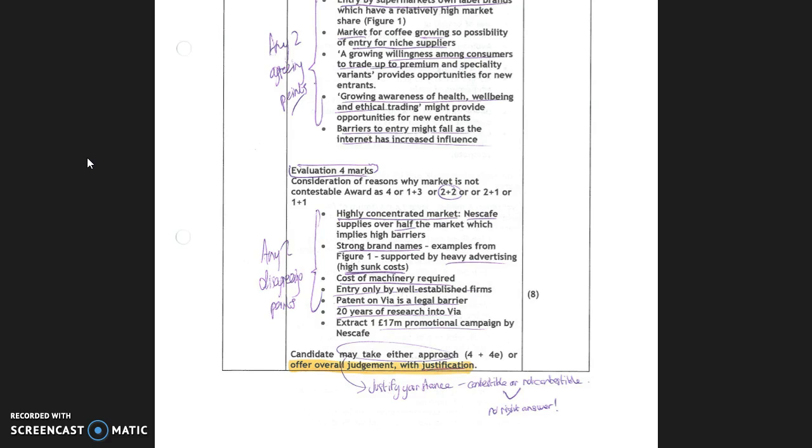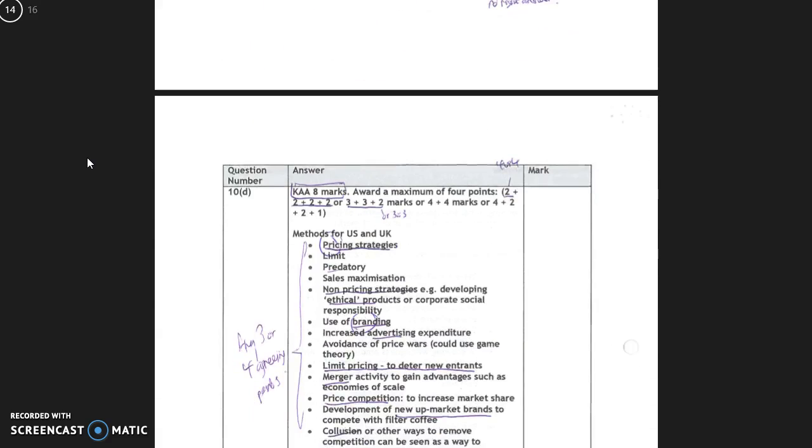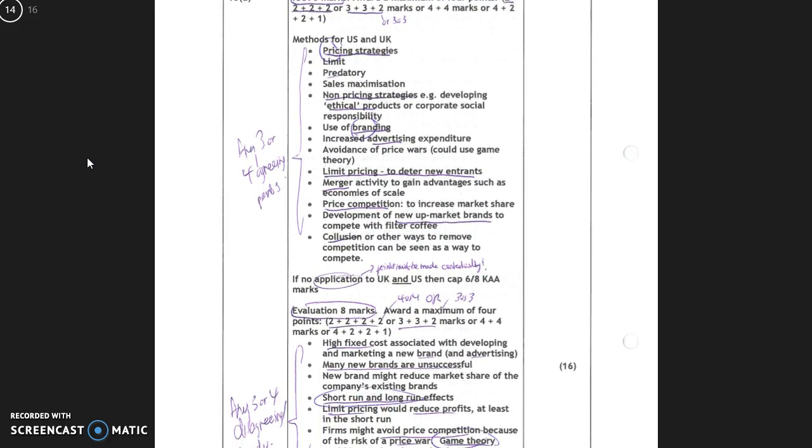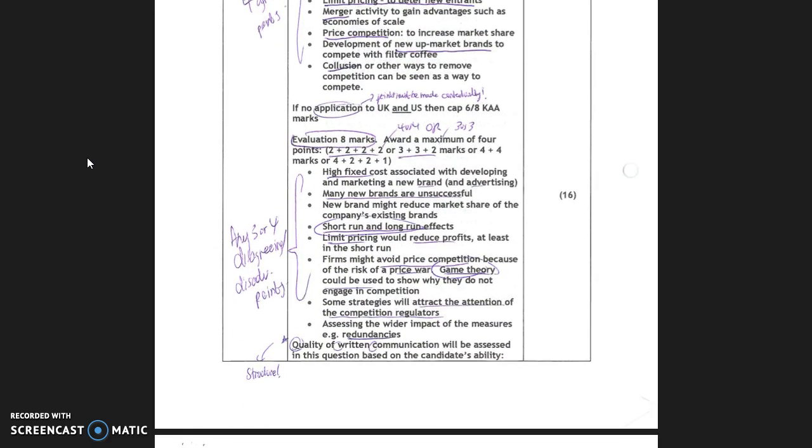So again, a conclusion isn't essential for your 8 mark question, but it's nice, okay, to justify your stance, to make sure you are evaluative in your points. So let's try to add conclusions to our AO4s, particularly in the 12 and the 16 markers. And that's our last question here, 16 marker, 8 KAA and 8 evaluation.